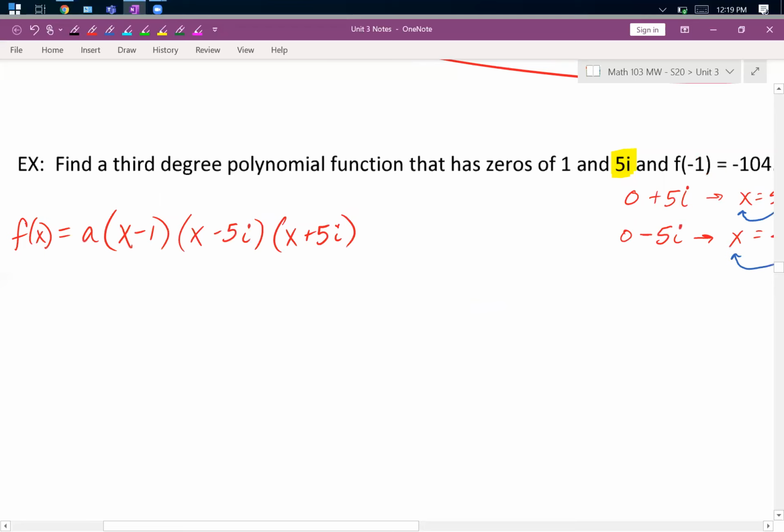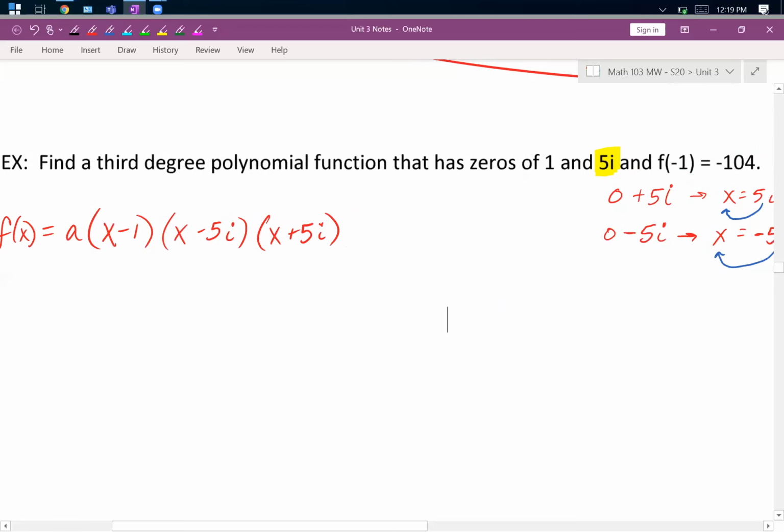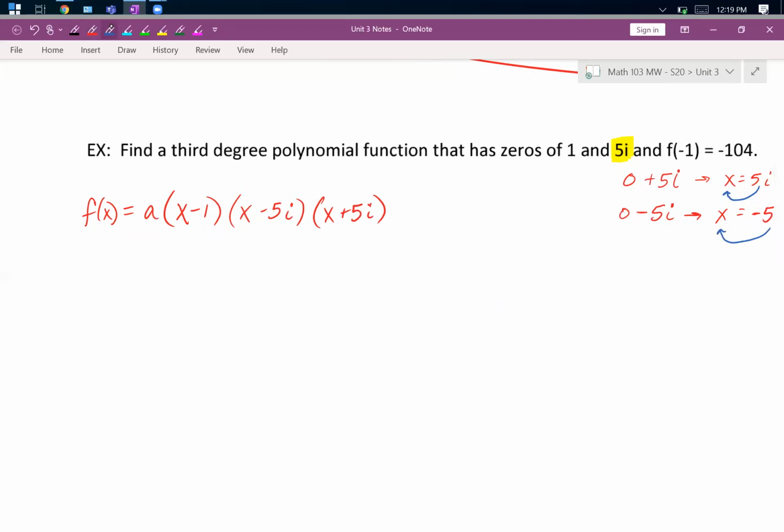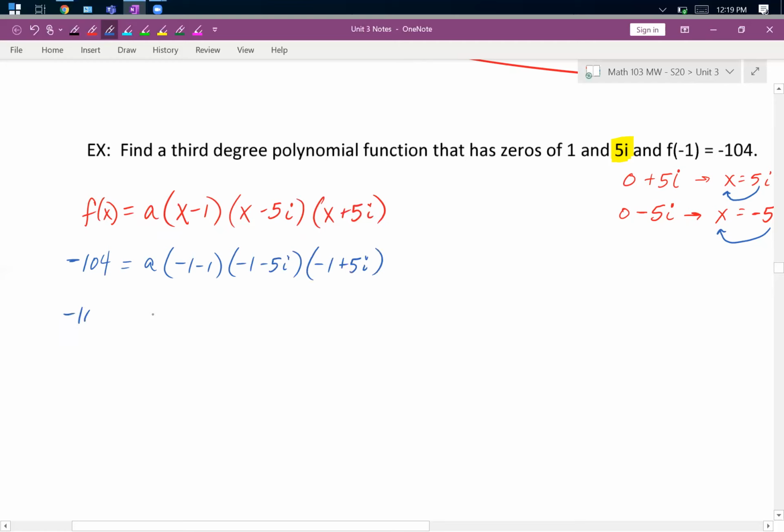All right, we're ready to find a. We're using f of negative 1 equals negative 104. So we get negative 104 equals a times negative 1 minus 1 times negative 1 minus 5i times negative 1 plus 5i. So this is a negative 2. I'm going to have to FOIL negative 1 minus 5i, negative 1 plus 5i out.